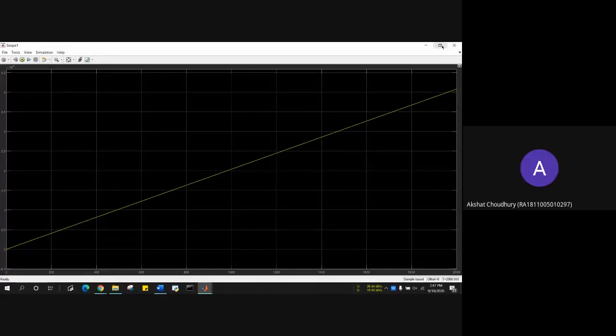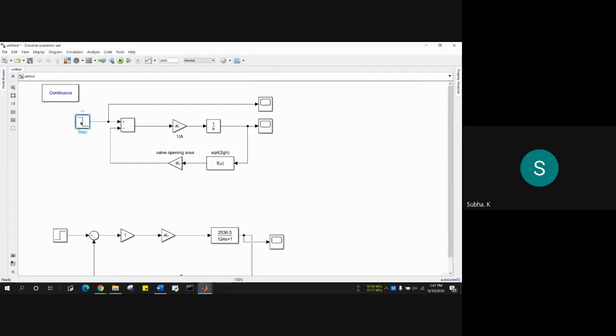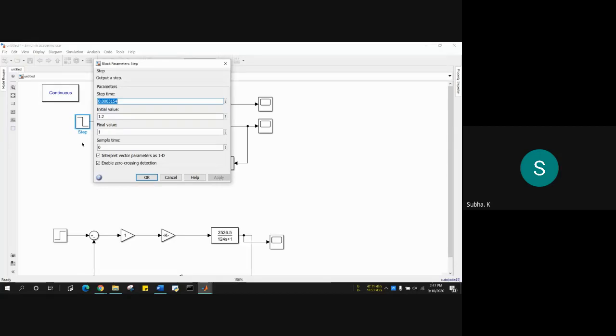But in the graph, they have given a step. This is step input only. No, what is the detail? Again, you click the step input. See, the first is step time. That should be 1. Initial value is 0. Final value only is 0.003154. Fine. Now you run.